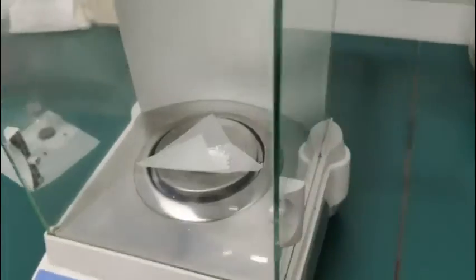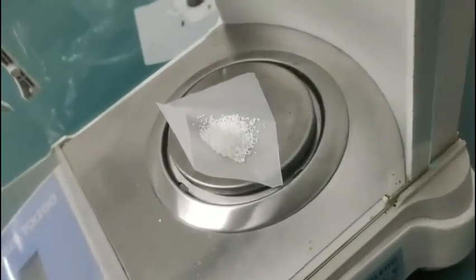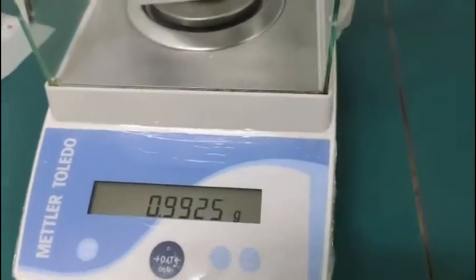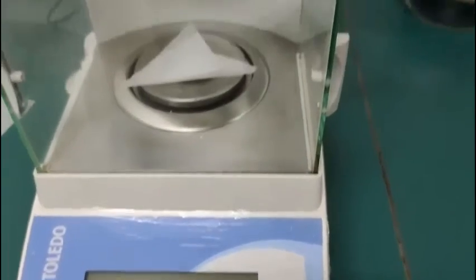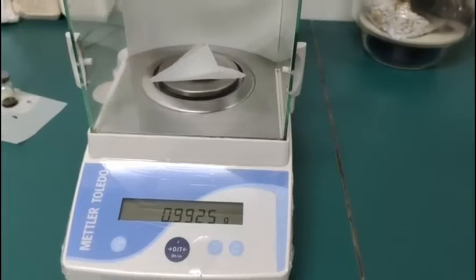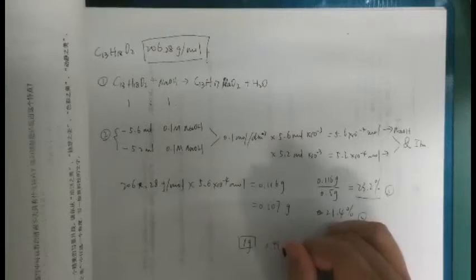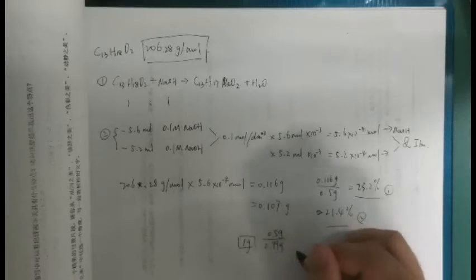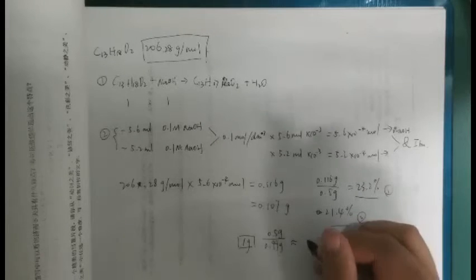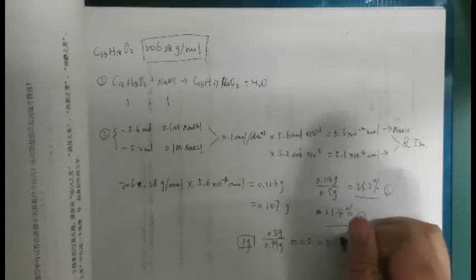So we now go to measure the mass of the whole bag of our chemical. I have poured the whole bag of chemical on the balance, and it shows 0.9925 gram of one bag of ibuprofen. So we use 0.5 gram over 0.99 gram. It's also approximately 0.5, which is 50%.